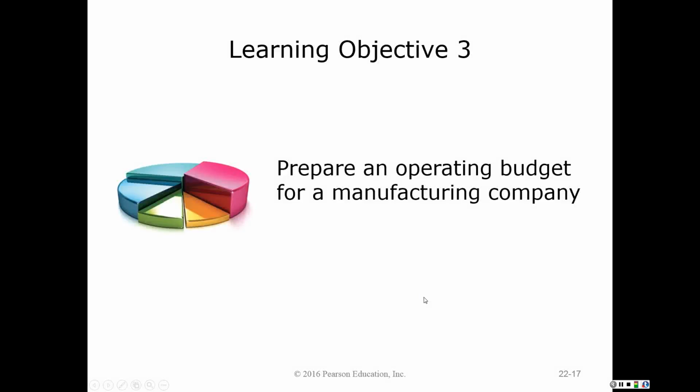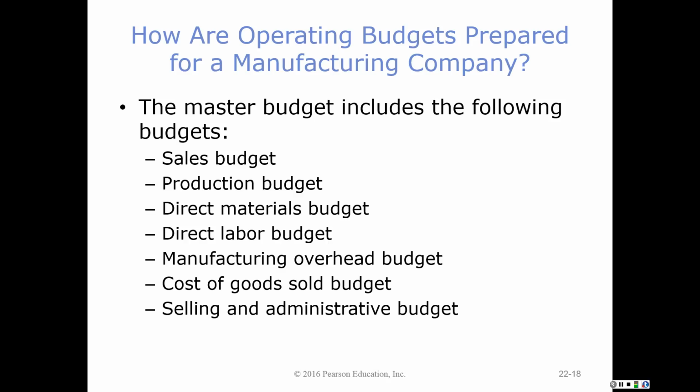Okay, so perhaps the most interesting part of this particular chapter is the actual preparation of an operating budget. And Learning Objective 3 walks us through this process. So as we saw in the previous lectures, there are some detailed budgets that make up the operating budget. We'll look at our anticipated sales, production, the cost of production, material, labor, and overhead, the costs that get moved to cost of goods sold once we've sold those products, and then our selling and administrative budgets.